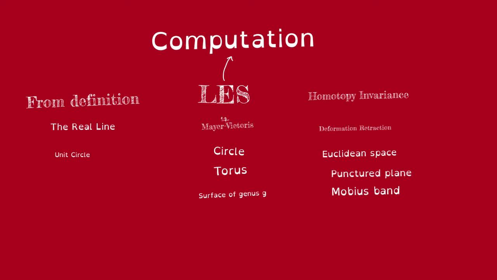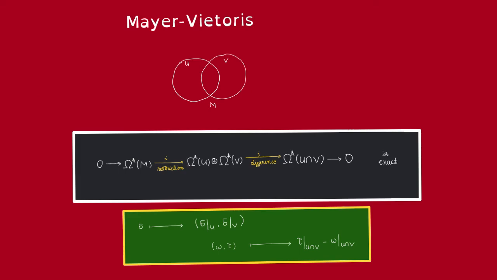After that, we are going to use the Mayer-Vietoris sequence to give another computation of the cohomology group of the circle, as well as compute the cohomology group of a torus and a general compact surface of genus g. So let us first introduce the short exact sequence of cochain complexes that induces the Mayer-Vietoris sequence.